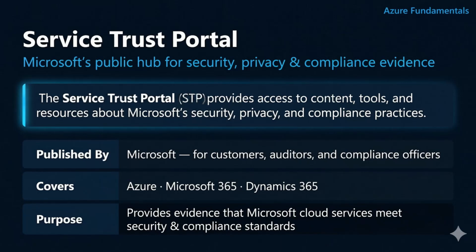The Microsoft Service Trust Portal, or STP, is a publicly accessible online portal provided by Microsoft. Its purpose is to give organizations access to information about how Microsoft implements and manages security, privacy, and compliance controls across its cloud services, including Azure, Microsoft 365, and Dynamics 365.